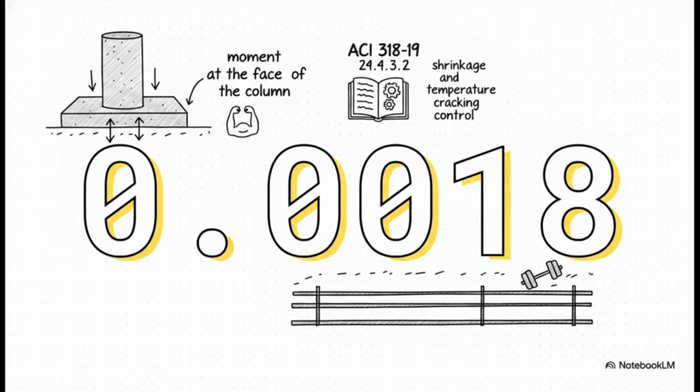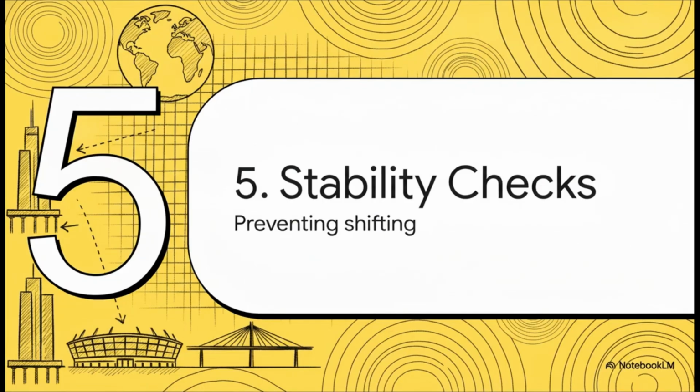It's a non-negotiable safeguard. Section 5. Essential foundation stability, preventing shifting and tipping.